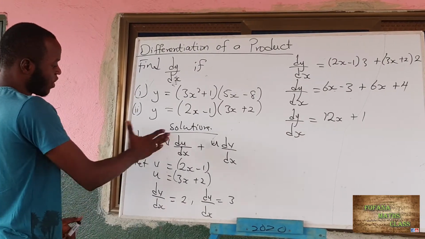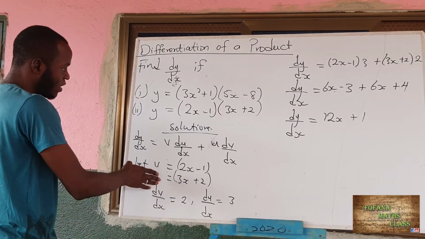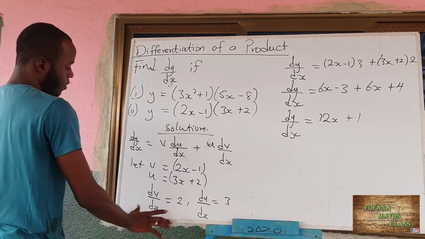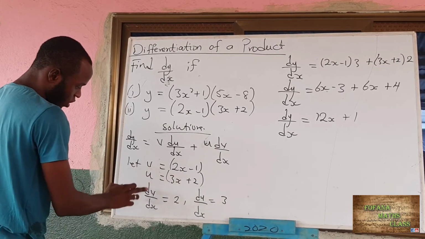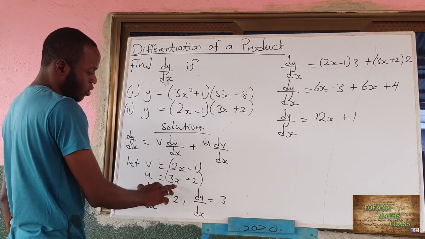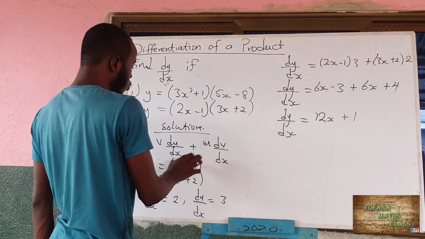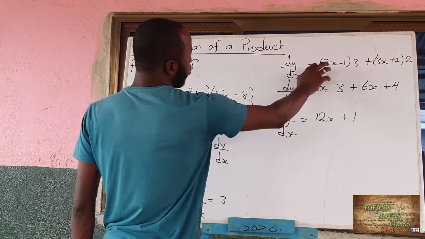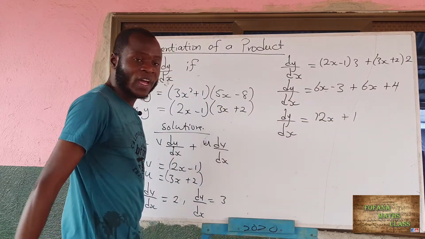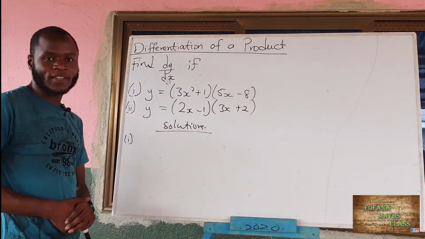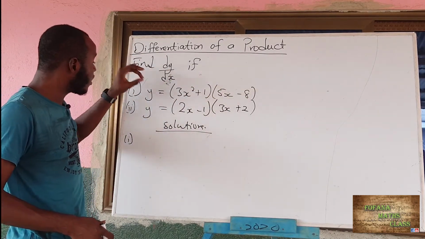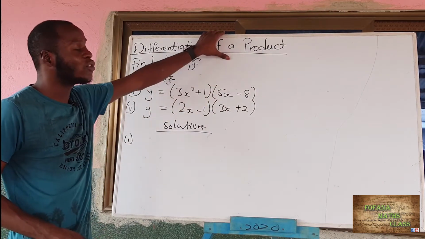So what did I do? The first thing that you do is to quote your formula, then you let the various variables be each of the expressions. Then you differentiate each of the expressions. So you differentiate v, you have dv/dx, which is 2. When you differentiate u, you have du/dx, which is just 3. Then you substitute these values into the formula, expand the bracket, and then simplify. We're going to look at the simple way of finding the differential coefficient or the derivative of these expressions, which we are supposed to do using the product rule.